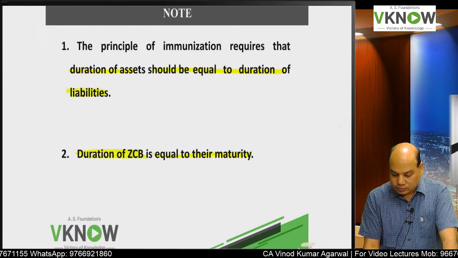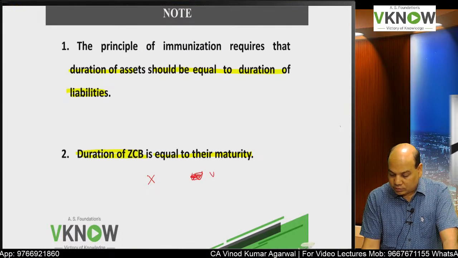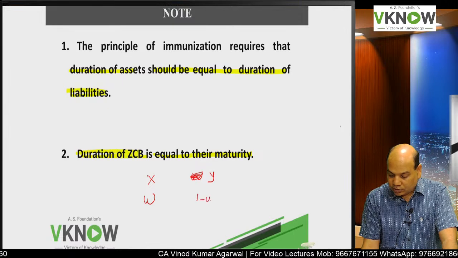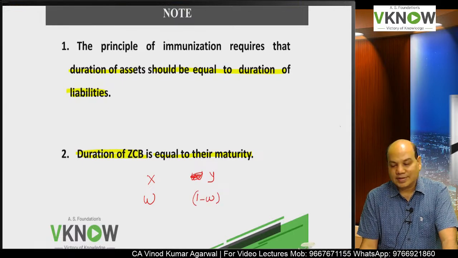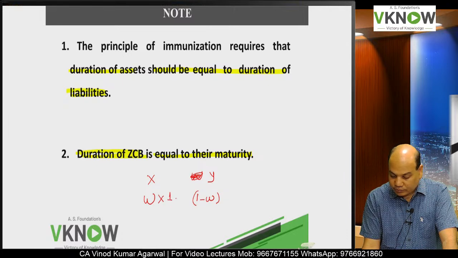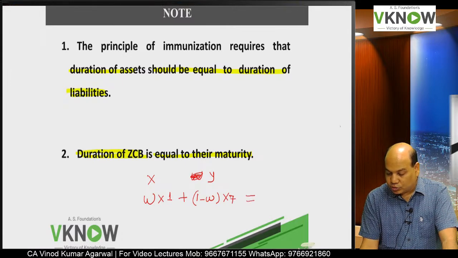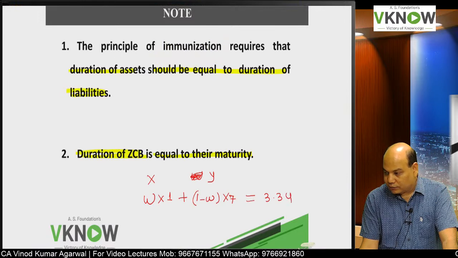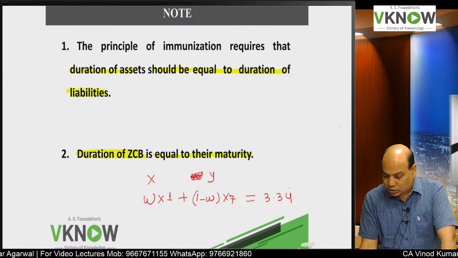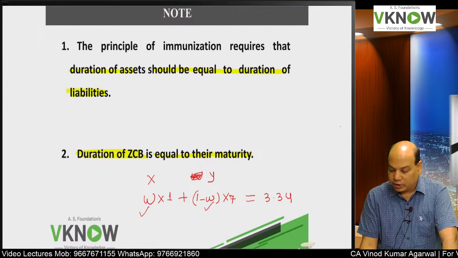So what is the duration of this liability? 3.34. So I have to invest in two bonds, X and Y. Suppose I invest an amount W in the first bond, then I will invest 1 minus W in the second bond, and the duration of the first bond will be 1 year and the duration of the second bond will be 7 years, and the weighted average duration should be equal to 3.34. So you will have to solve the equation and find out how much should be the weight of bond X and how much should be the weight of bond Y.